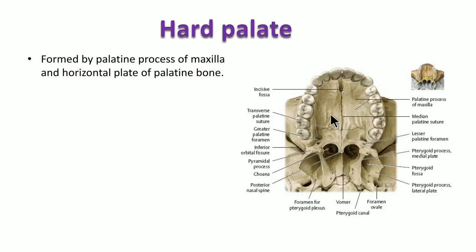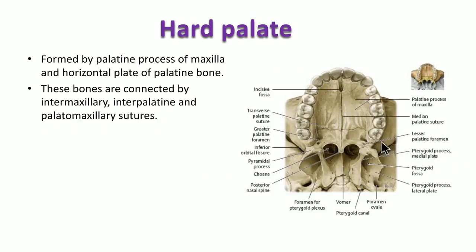Between the two palatine processes of maxilla there is a suture called the intermaxillary suture, and between the palatine bones you have the interpalatine suture, and between these two sets of processes you have the palatomaxillary suture. So these three sutures together form the cruciform suture.